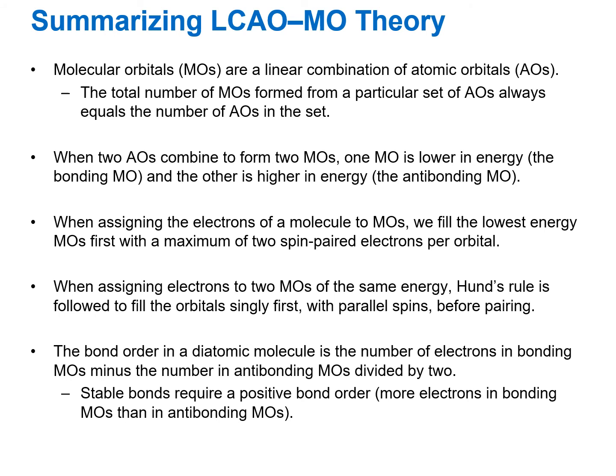And this is kind of the universal law that says if you have two of something, you're going to compare them. So one is always going to be bigger in something than the other one. So yeah, no surprise there. The third bullet says when assigning the electrons of a molecule to the molecular orbitals, we fill the lowest energy molecular orbitals first, and with a maximum of 2 spin-paired electrons per orbital.